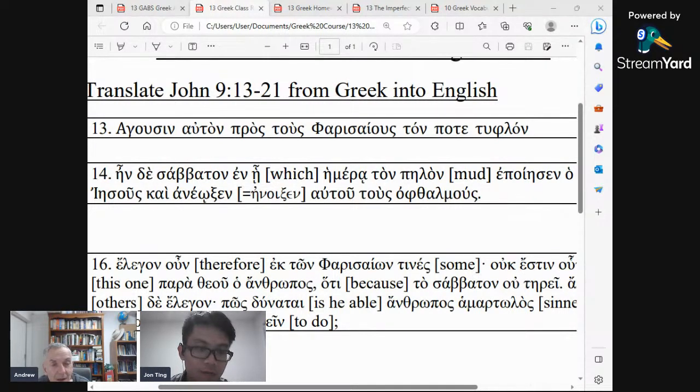Gusten auton pros tus Pharisaeus ton pote tuphlon. So tuphlon comes from tuphlos, which means blind. So agousin would be they lead. Or they bring. Yeah, they bring. Auton would be she. Would be he.